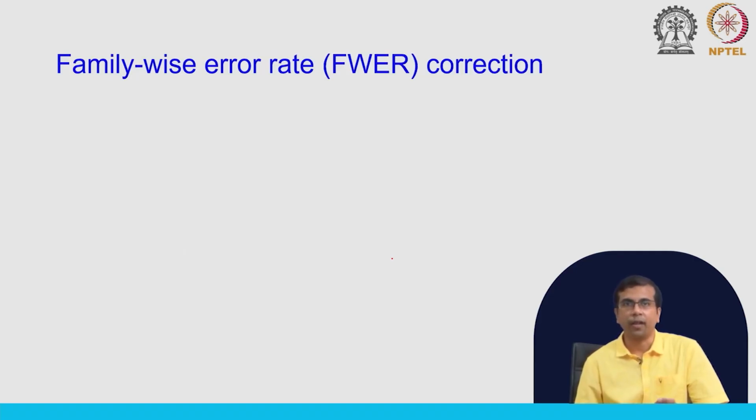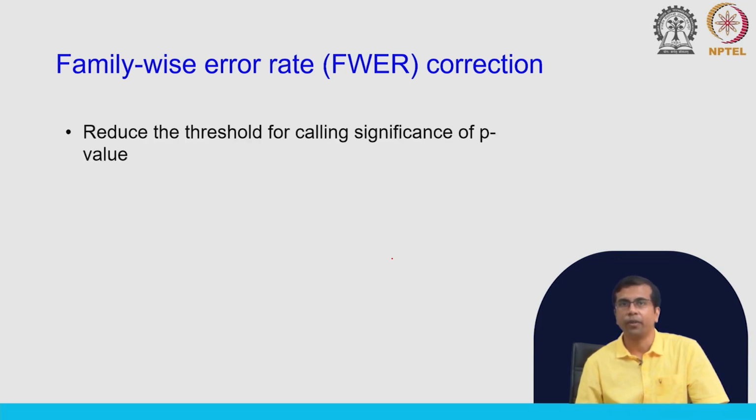So, let us start with the family wise error rate correction, FWER correction. The idea is actually very simple here. Instead of setting the threshold to alpha for each statistical test, can we reduce the threshold for calling significance? Because we are doing 1000 statistical tests, and if we keep alpha at 0.05, we increase the number of false positives. But then can we reduce this alpha threshold? Instead of keeping it 0.05, can we make it lower, 0.01, 0.001 or even lower? And how do we actually do that?